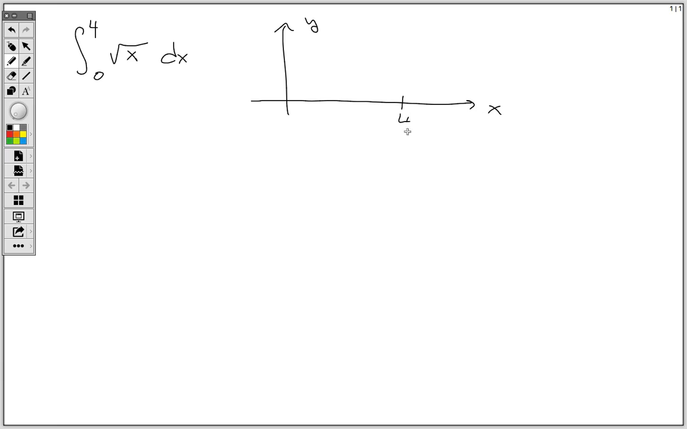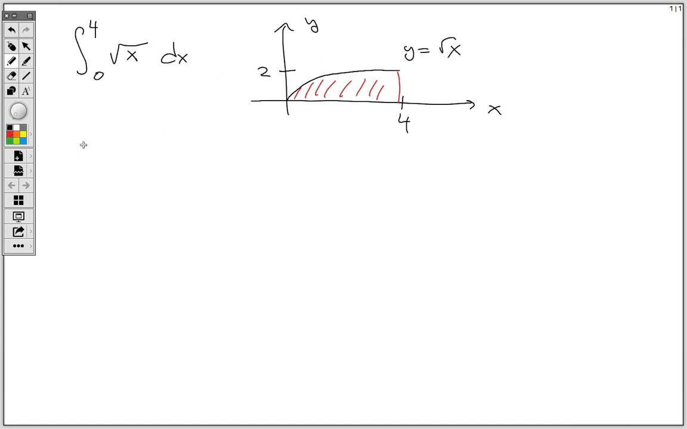Okay, so suppose we wanted to calculate the integral from 0 to 4 of the square root of x dx. So if I want to visualize what this means, the x values are running from 0 to 4. The function is the square root of x. And so that's equivalent to trying to figure the area under the curve y equals square root x.